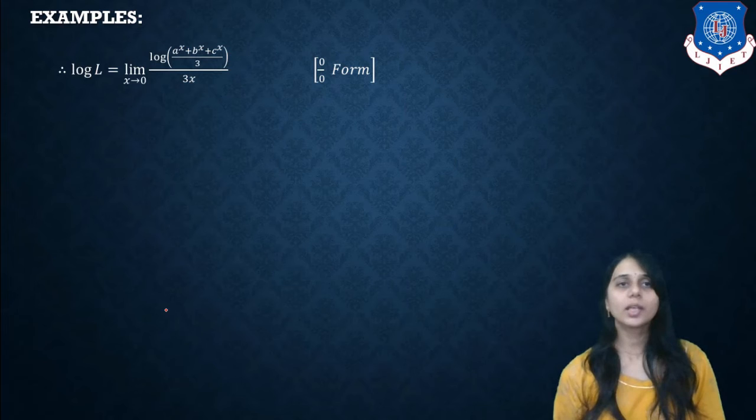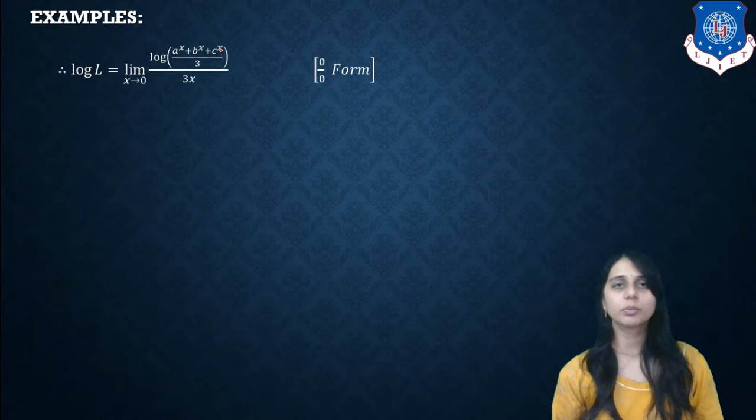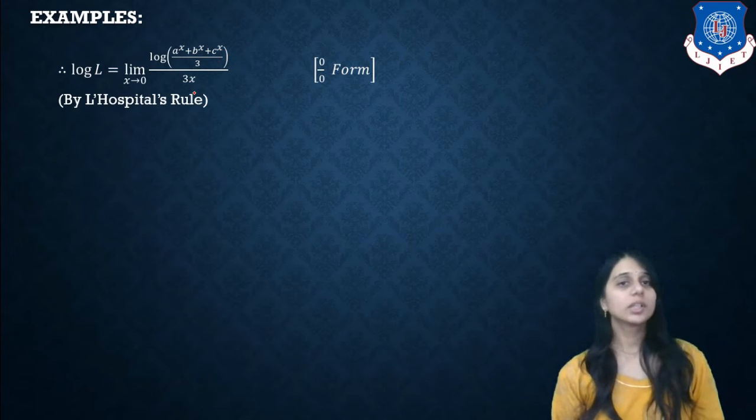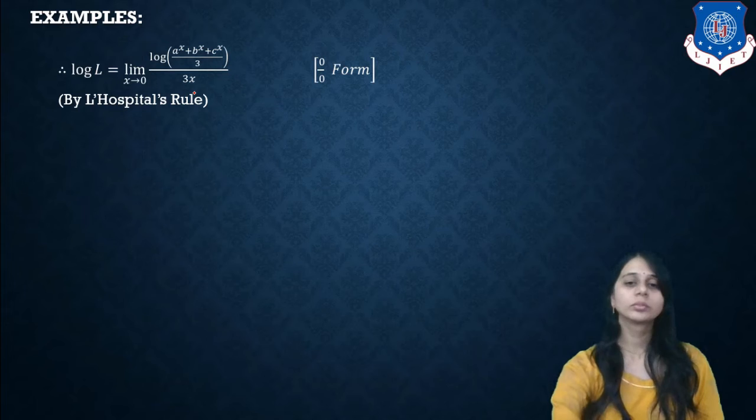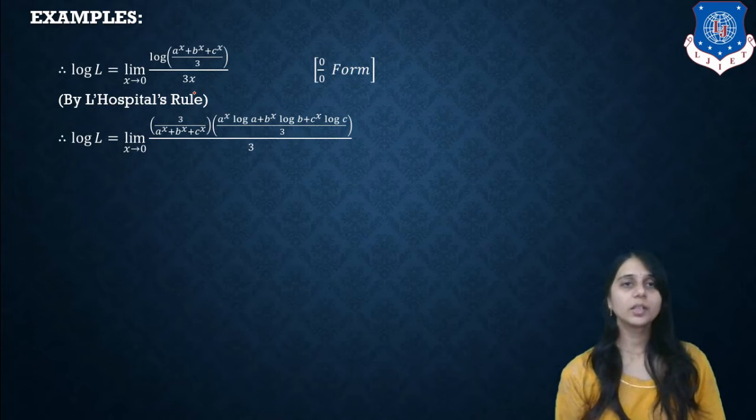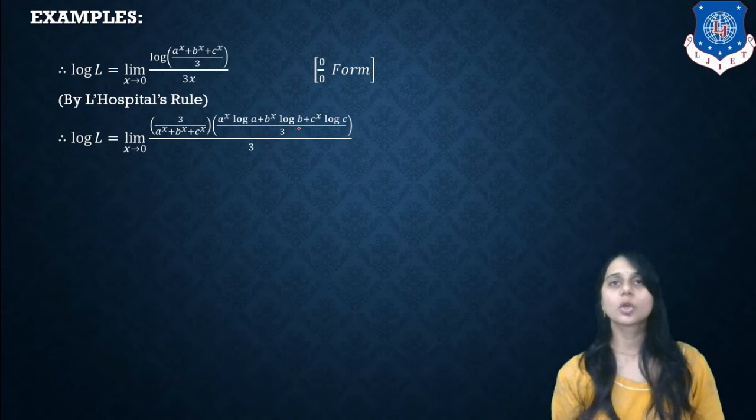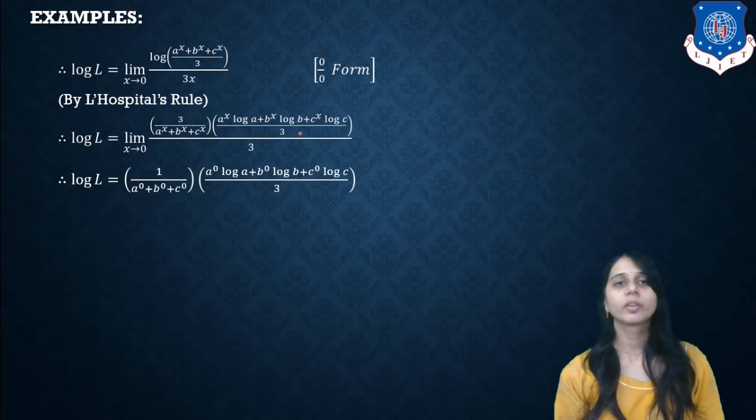So we take log L equals the limit as x tends to 0 of log((a^x + b^x + c^x)/3) upon 3x. It is a 0 by 0 form. Using L'Hopital's rule, log L equals 3 upon (a^x + b^x + c^x), and differentiating these, we get (a^x log a + b^x log b + c^x log c) upon 3.